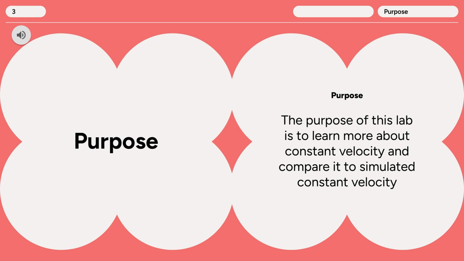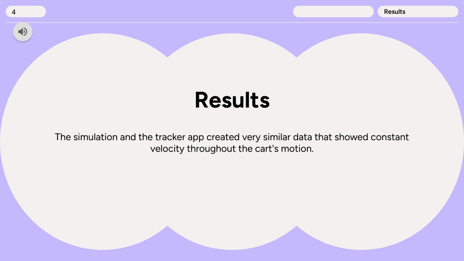What were the results? The results of this lab showed that simulated constant velocity is just as accurate as real constant velocity. The only differences were in the graphs that were created from the data, but that is due to one being a measure of the absolute value of position versus time, and the other being a quantitative measure of position versus time.